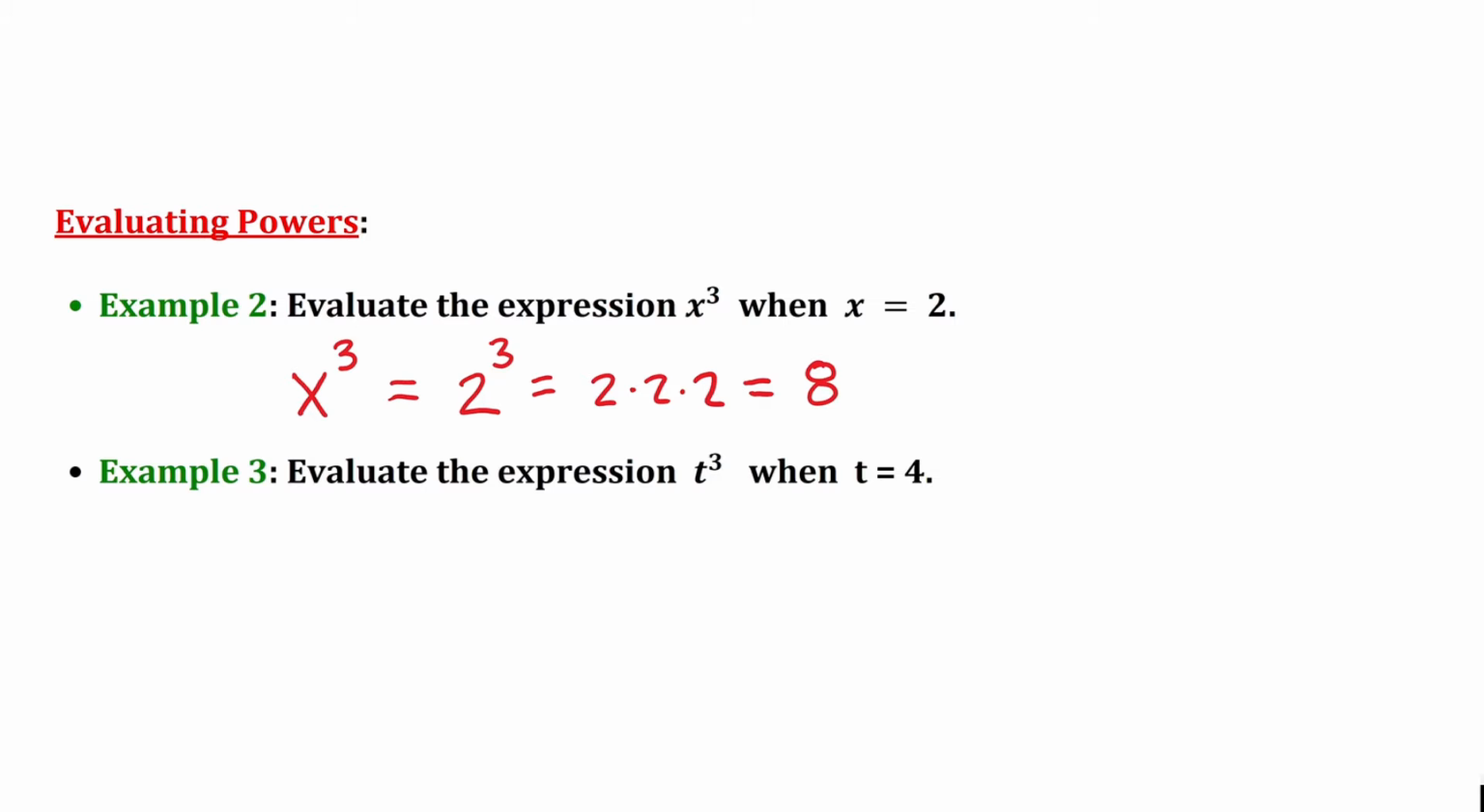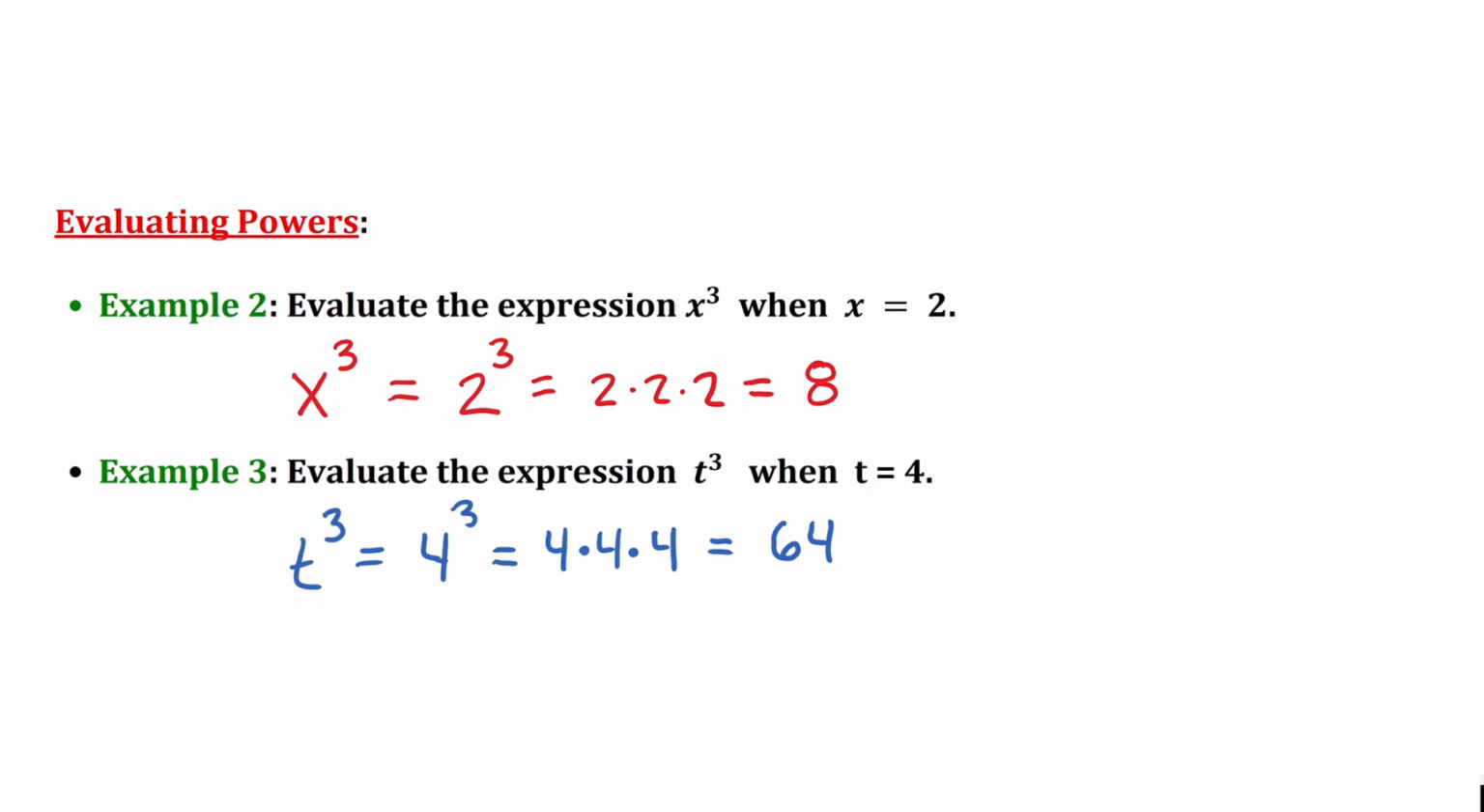Example 3, evaluate the expression t to the third power when t equals 4. Okay, I'm going to write the expression, and then I'm going to write again, except I'm going to substitute the number 4 for our t. So we'll have 4 to the third power. Okay, 4 to the third power is going to equal 4 times 4 times 4. Okay, and what we'll get when we multiply those together is 64.